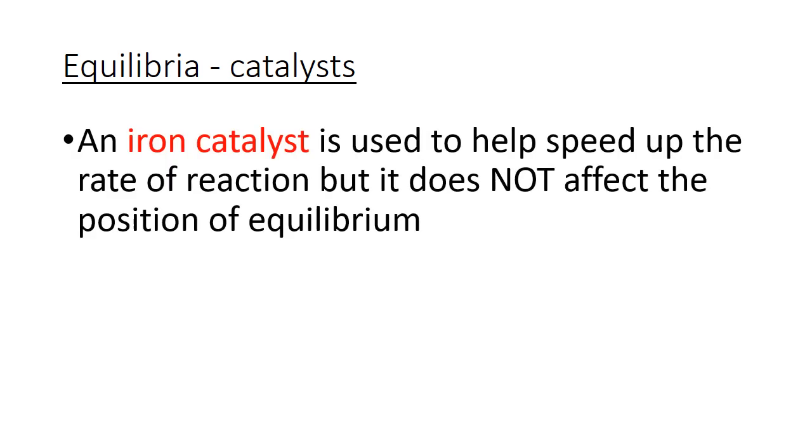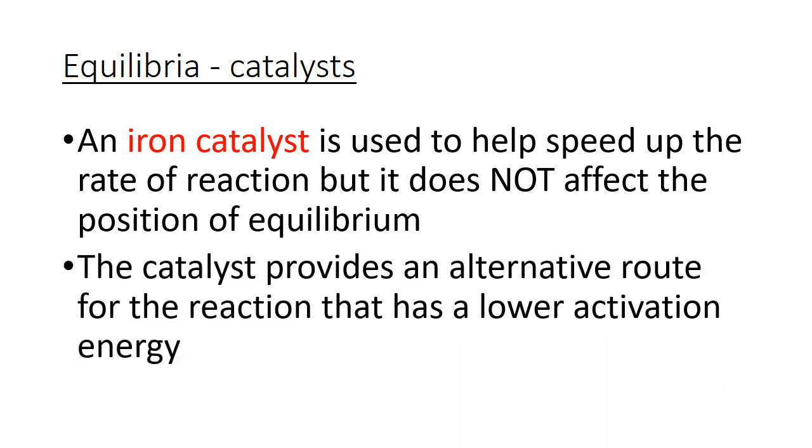So another thing that industry is going to utilise is catalysts. So you are expected to know an iron catalyst is used to help speed up the rate of reaction, but it's not affecting the equilibria because it speeds up both the forward and the reverse reaction. What's really crucial is that it provides an alternative route for the energy that has a low activation energy, so we're going to be saving money through lower energy demand.